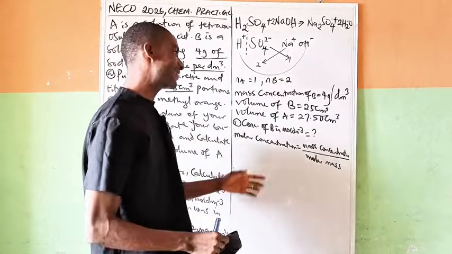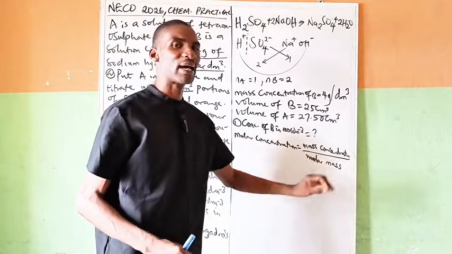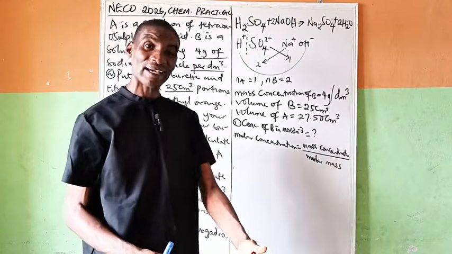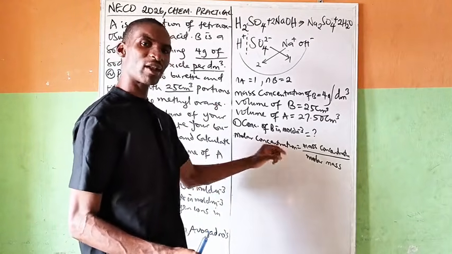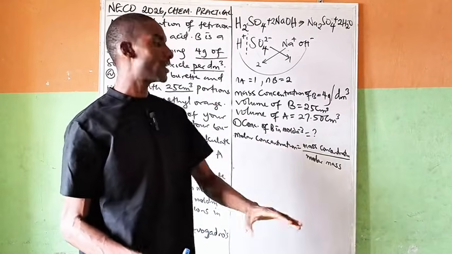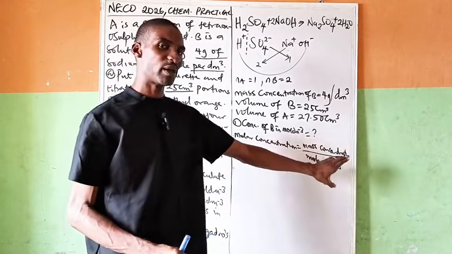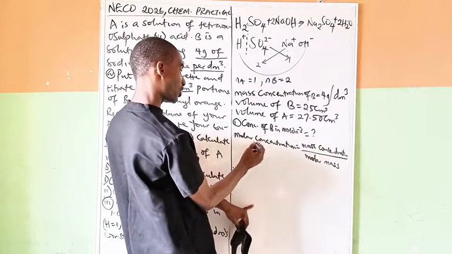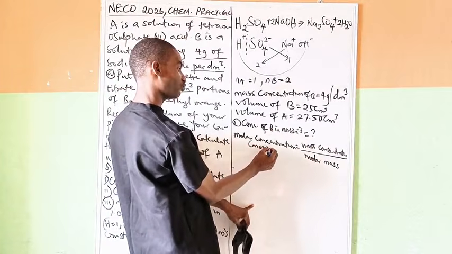Please, once you state your formula correctly, there is a mark attached to it. There is something called scoring points in the NECO marking scheme. So the scoring points mean the things that should earn you marks. So your formula that is correctly spelled out will give you a scoring point. Molar concentration is in mole per dm³.